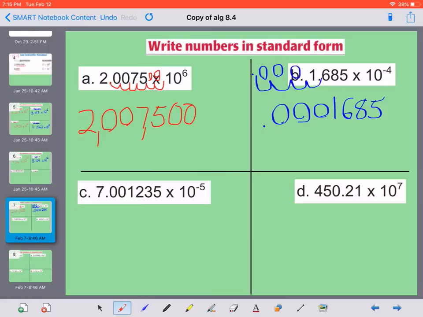Here we have a negative exponent, a negative 5. So again, we're making a small number. We're not trying to make a big number. This one we're moving over 1, 2, 3, 4, and one more, 5. So we'd have 0.0000, 4 zeros, plus the 7 where we moved over, then 0, 0, 1, 2, 3, 5.